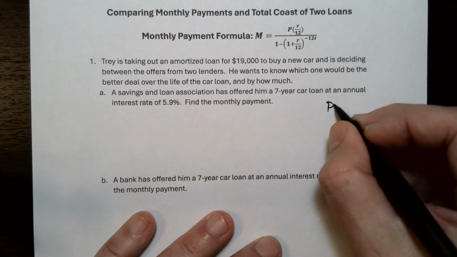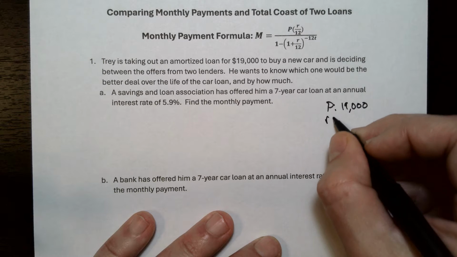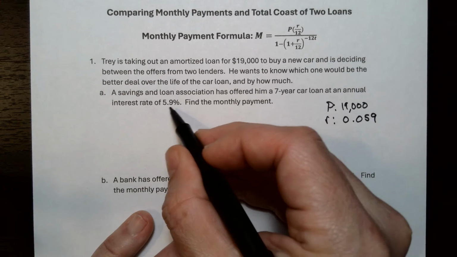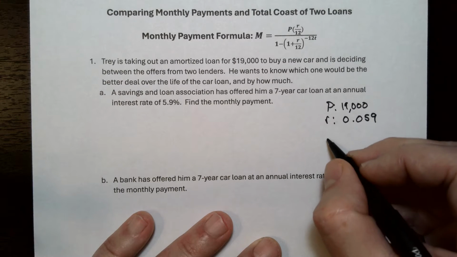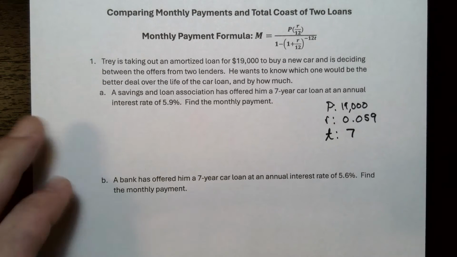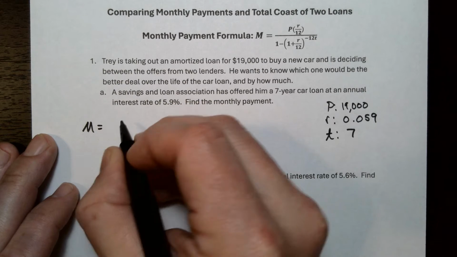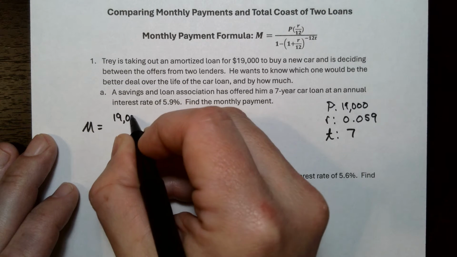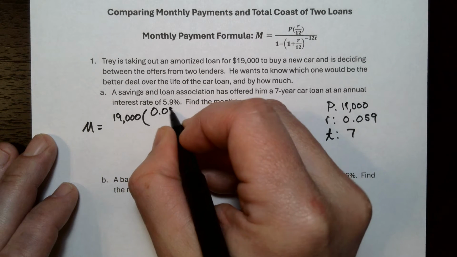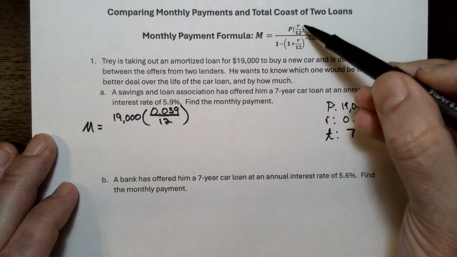Okay, so P is 19,000. R is 0.059. I divided this by 100 to get that. And then T is 7 years. Okay, so we just need to put those numbers into this formula to get our answer for part A. So M is equal to 19,000 times 0.059 divided by 12. Okay, so that's the rate divided by 12.